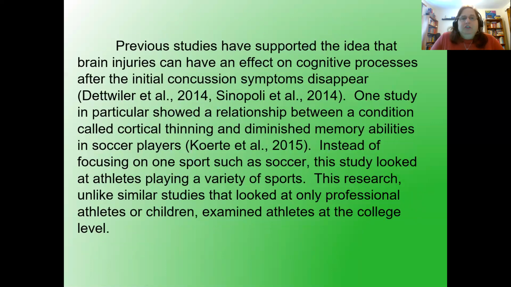Now we're getting into the literature review. Previous studies have supported the idea that brain injuries can have an effect on cognitive processes after the initial concussion symptoms disappear. Detweiler et al., 2014, Sinopoli et al., 2014. One study in particular showed a relationship between a condition called cortical thinning and diminished memory abilities in soccer players.